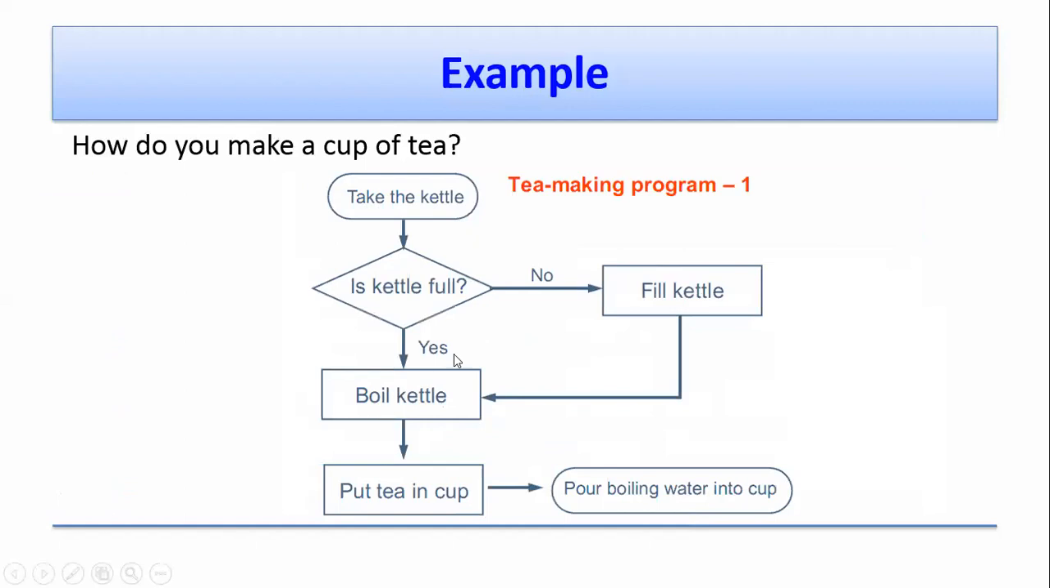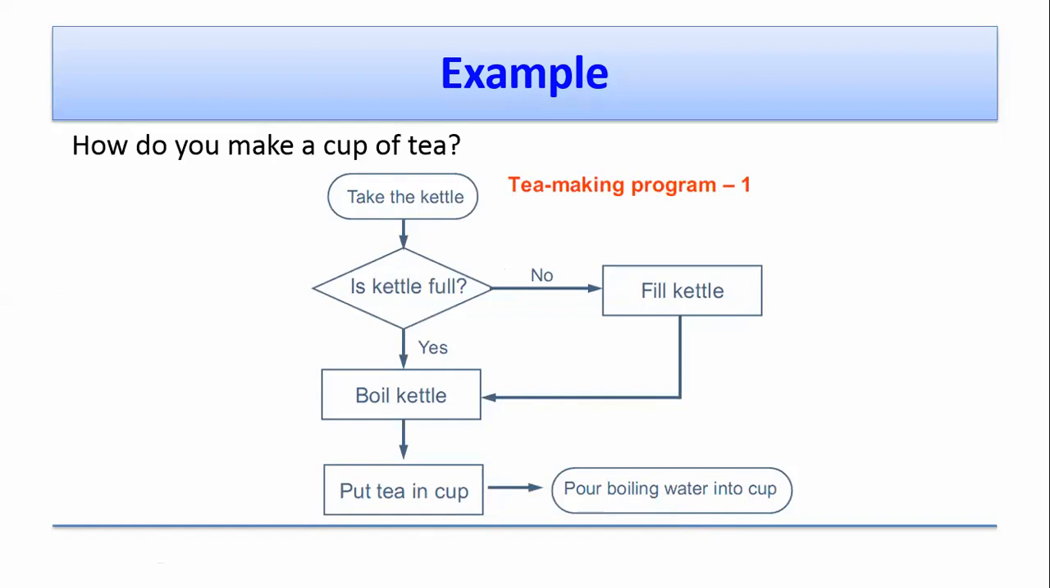So these are process, and this is a decision symbol. We have to take the kettle, and then check whether that kettle is full with the water. If it is yes, then we can boil. If it is no, we have to fill the kettle and then boil. Once we boil the kettle, you can put tea in a cup and then pour boiling water into the cup. Here I don't mention putting sugar and those things.